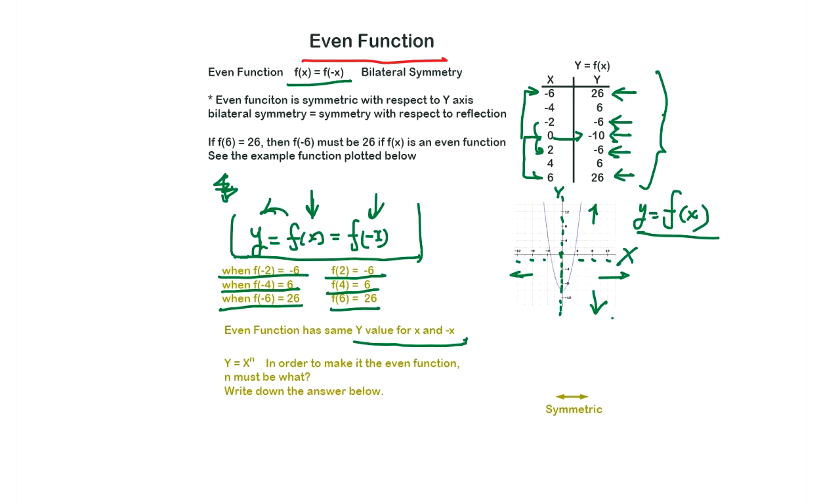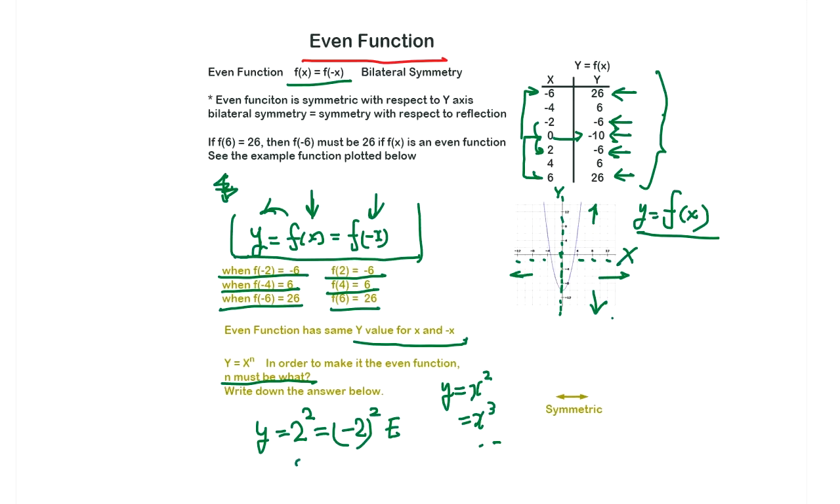Okay, here's a question. y equals x^n. For example, y equals x^2 or x^3, and so on. To make it an even function, n must be what? Okay, so if n is 2, 2 to the 2, is it an even function? If you give negative 2, yeah, you multiply even times, it's the same. So it's an even function, right?